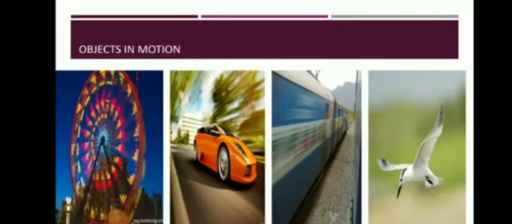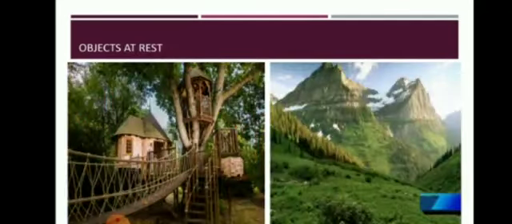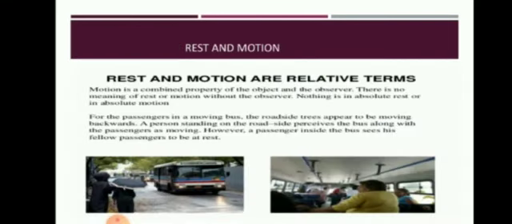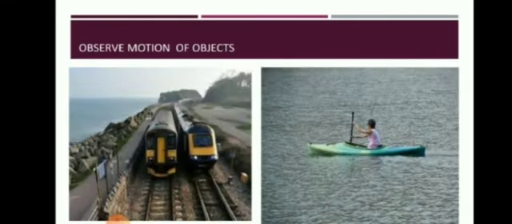Motion is a common experience in our life. Let us see what is rest. An object is said to be at rest if there is no change in its position with respect to its surroundings in a given time. A body may be at rest with respect to one set of surroundings and at the same time it is in motion with respect to another set of surroundings. Thus, motion is relative to the observer.